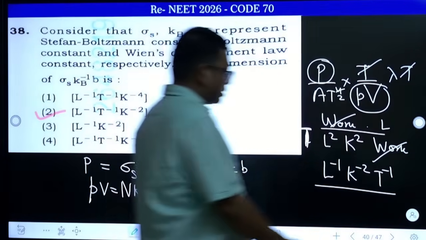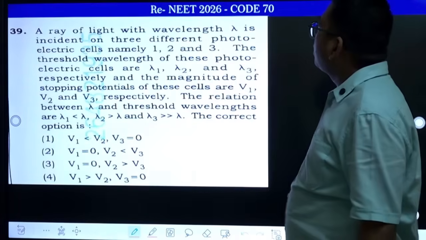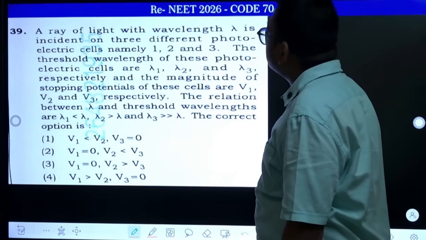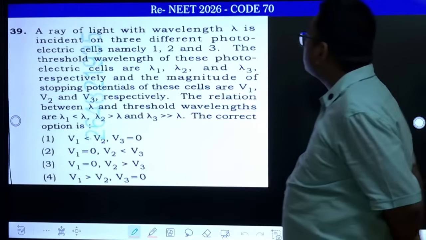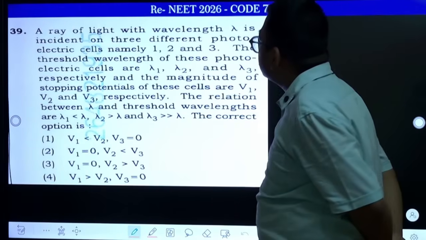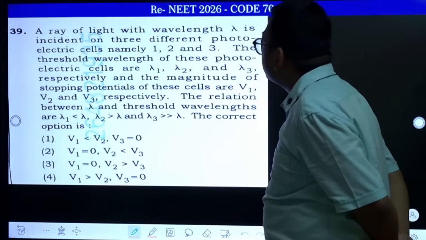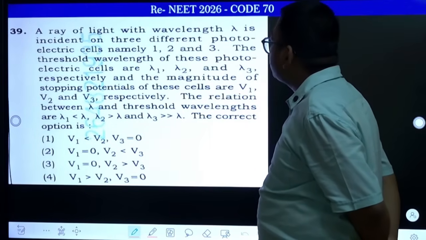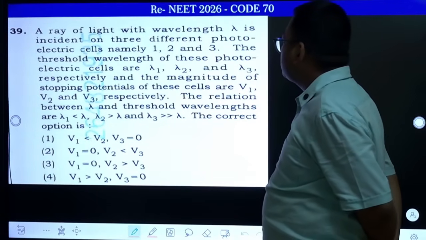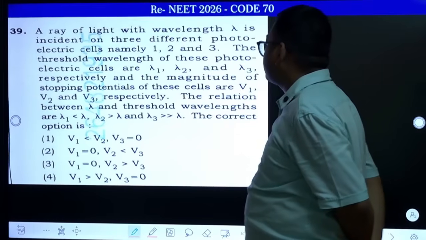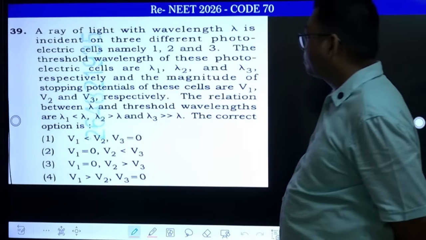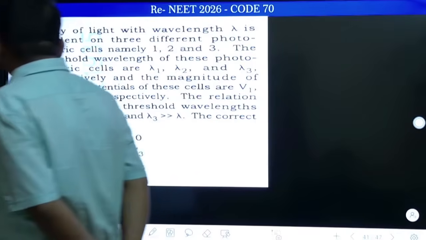Okay, let us move next. A ray of light with wavelength lambda is incident on three different photocells, namely 1, 2, 3, and the threshold wavelengths of these photoelectric cells are lambda 1, lambda 2, lambda 3 respectively, and the magnitudes of stopping potential of these cells are V1, V2, V3. The relation between lambda and the threshold wavelengths is given. What is the correct option?